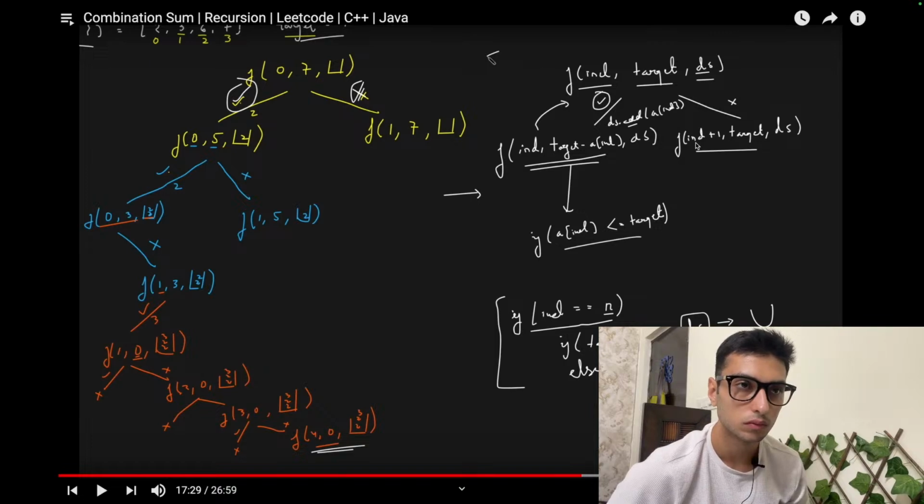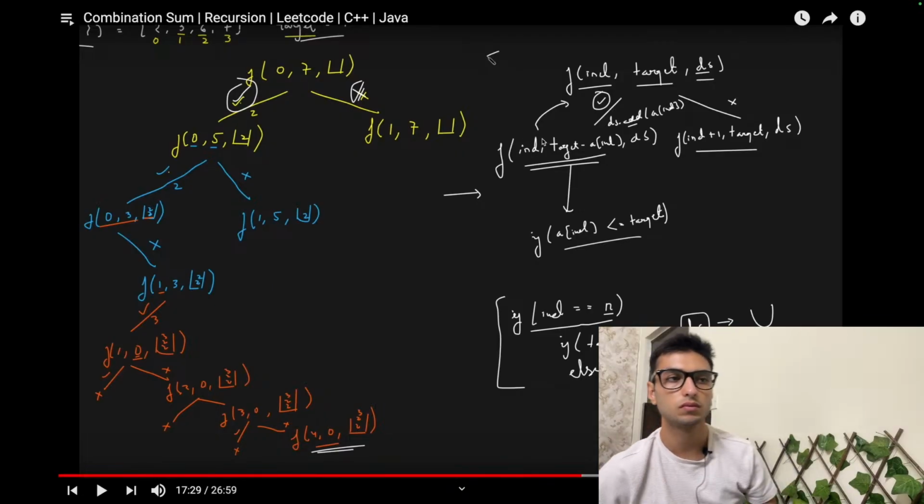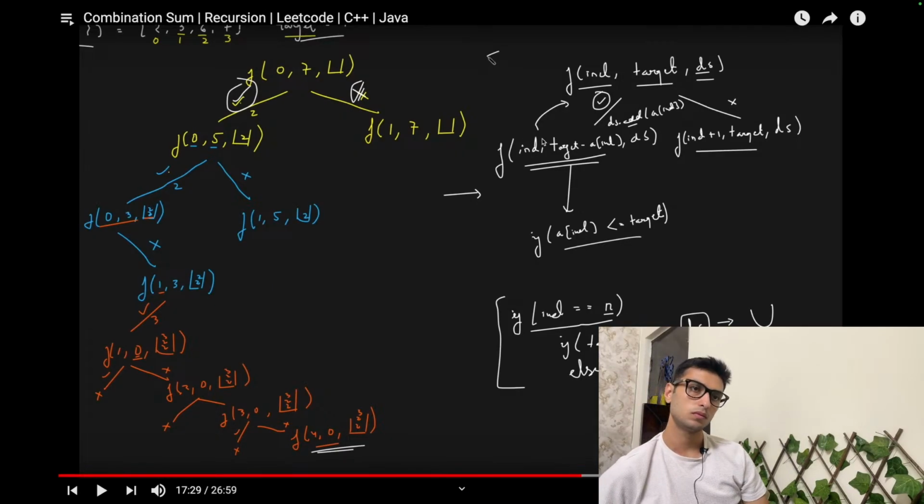But in this combination sum 2, the question states that we cannot pick an element more than once. So if you're picking the element, will you stay at the same index? Obviously not. You will move to the next index, that will make the state index plus 1. And that is the only change that you need to make in order to get all the combinations that give you the sum target. From index, you just need to move to index plus 1.